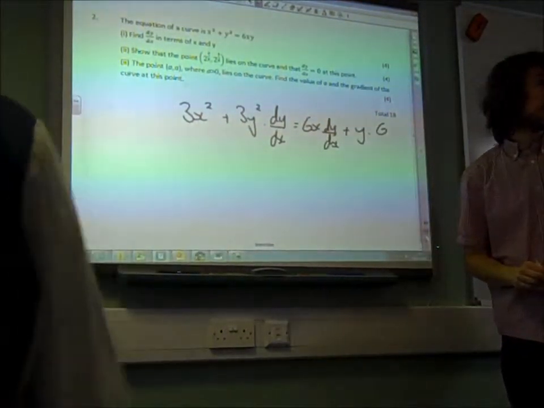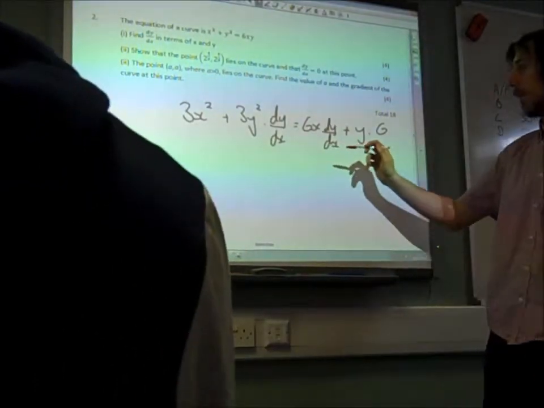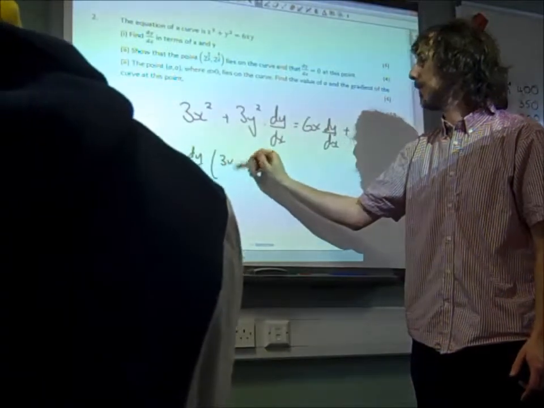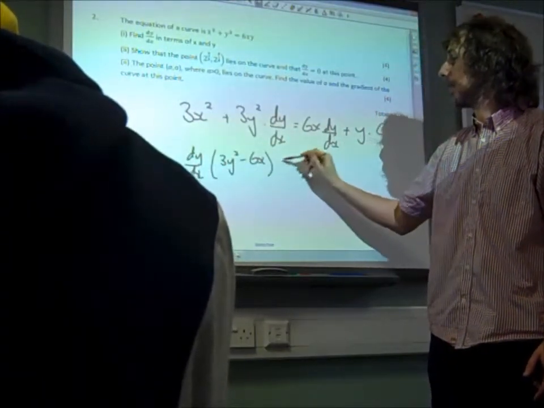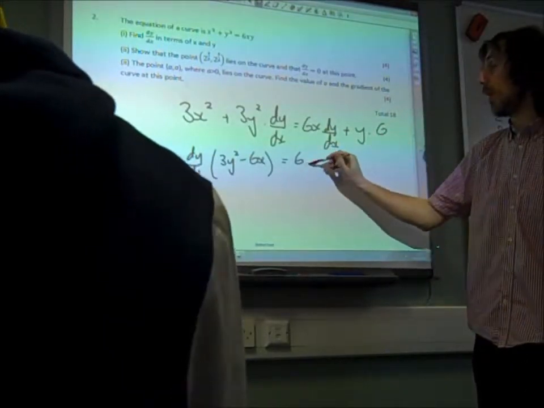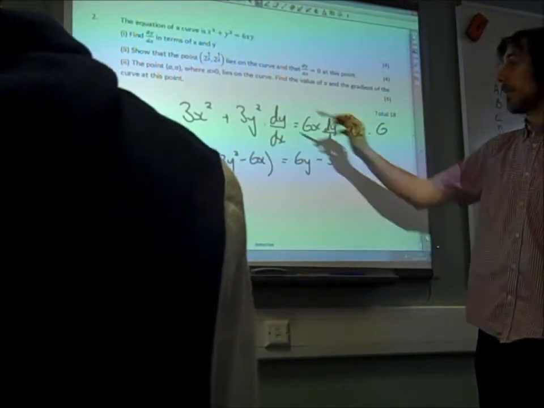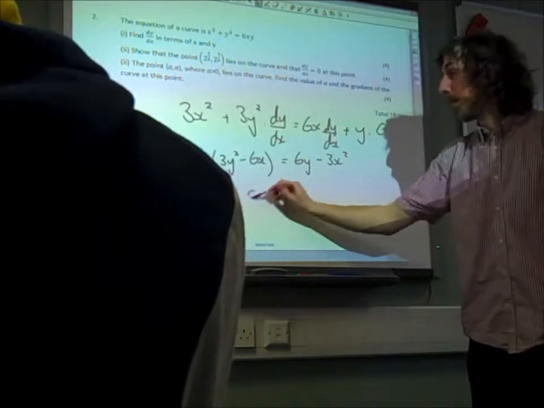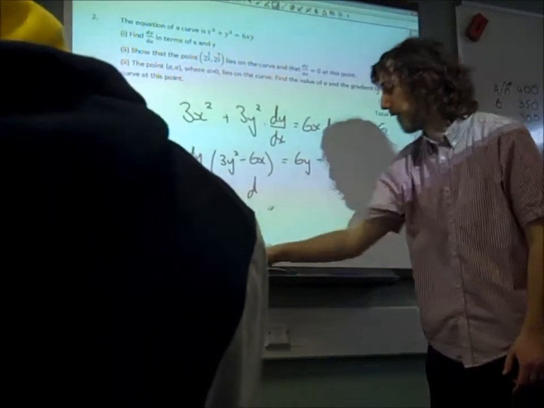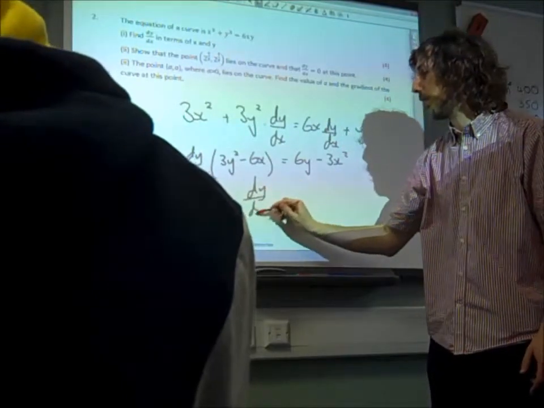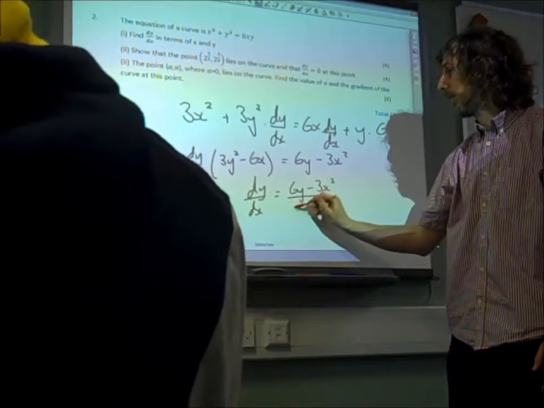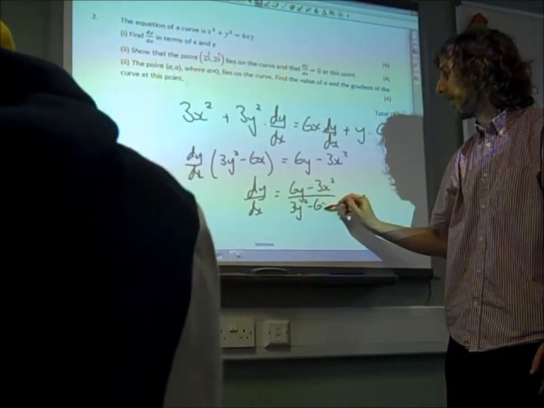plus the second, y, times the derivative of the first, which is 6. We now need to find what dy by dx is. We have dy by dx times 3y squared minus 6x. We take that over to this side. And over here we have 6y minus 3x squared, taking 3x squared over. So, for 4 marks, our answer is dy by dx is 6y minus 3x squared over 3y squared minus 6x.